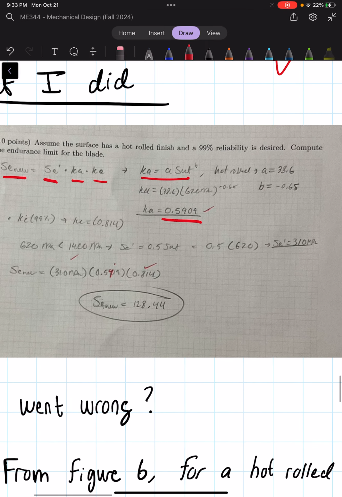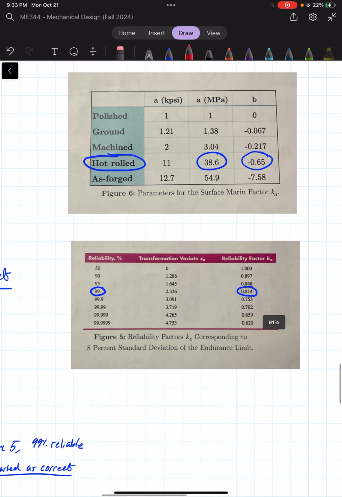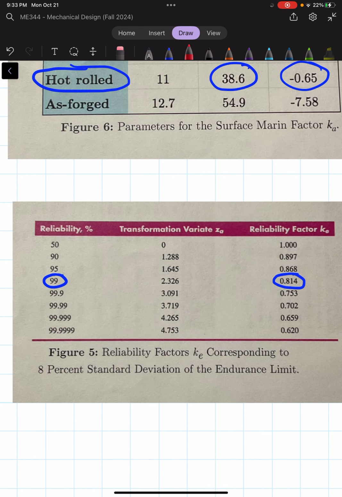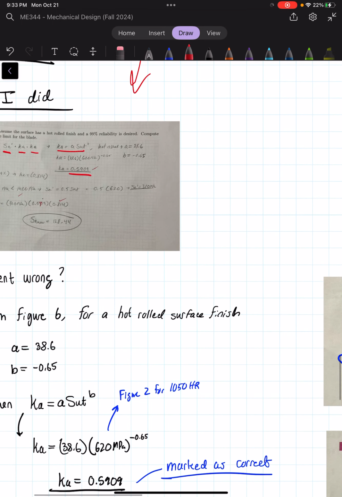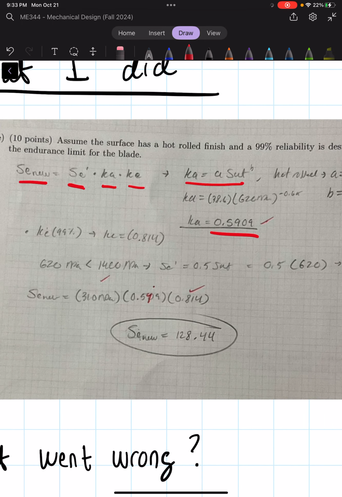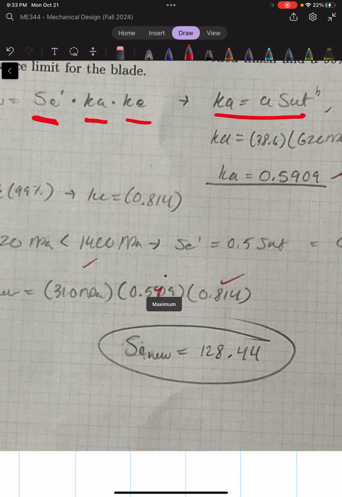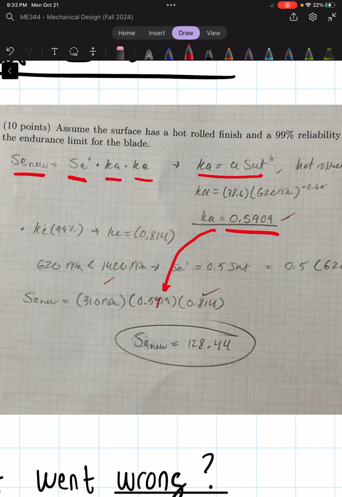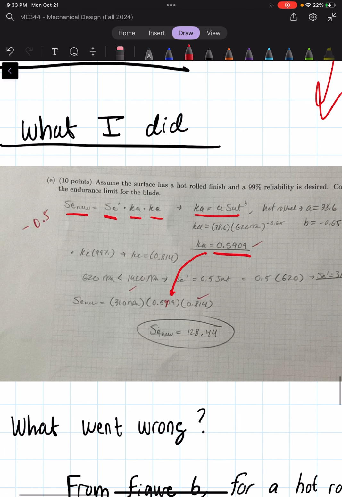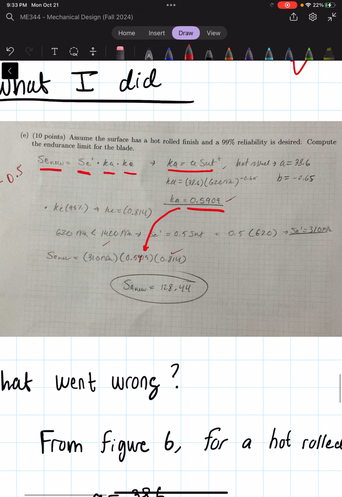Likewise for Ke, I got that from figure 5. 99% reliability gave the 0.814 Ke Marin factor. So I had those two correctly. What I deduced that I did incorrectly was when I brought this down to here, the correction's kind of in the way, but I believe that says 0.509 when it should have been 0.5909. Again, that could have just been a little test anxiety rushing towards the end. Little mistake on my part.